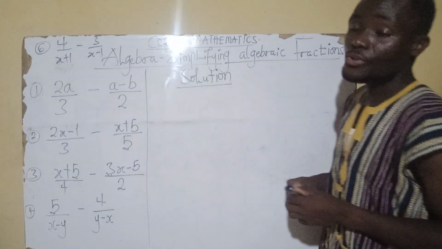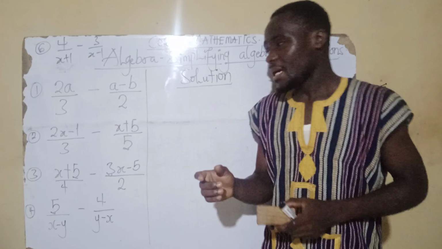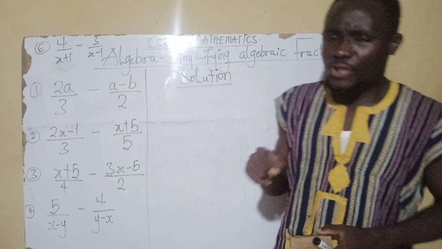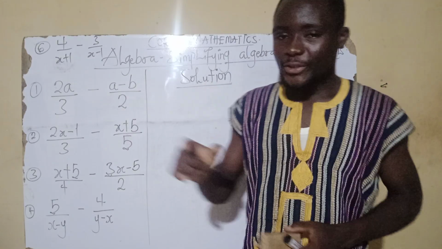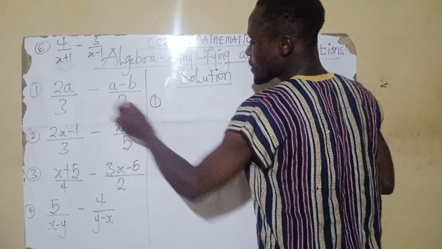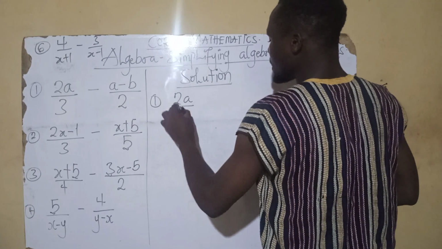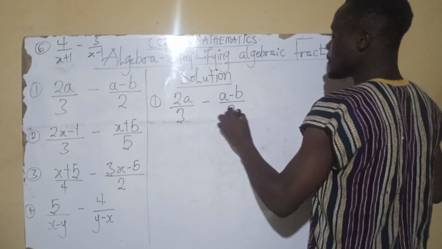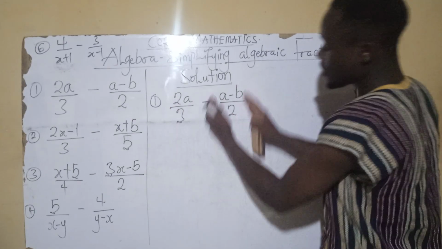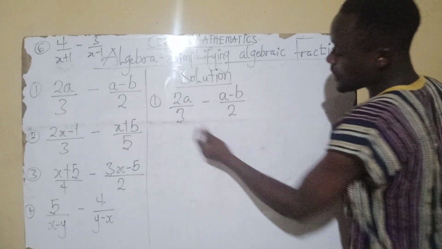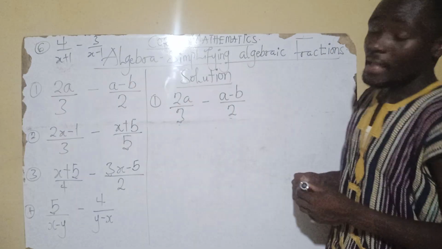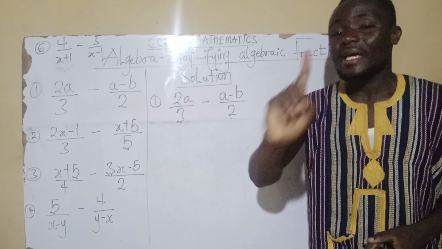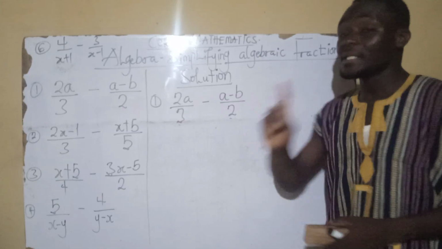So I'm done writing my solution. Now we are going to start. Solving problems like this, your concentration should always be on the denominators of each fraction. So let's start with question number 1. I have 2a over 3 minus (a minus b) all over 2. Remember, this is a fraction, this is also another fraction. The denominators are 3 and then 2. Now have it in mind that the denominator 3 is just one term. It is what? A monomial. Here 2 is one term, it is a monomial.